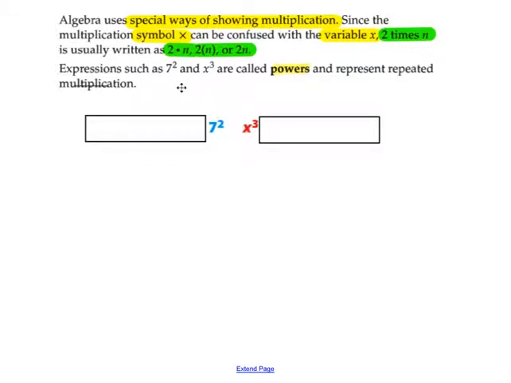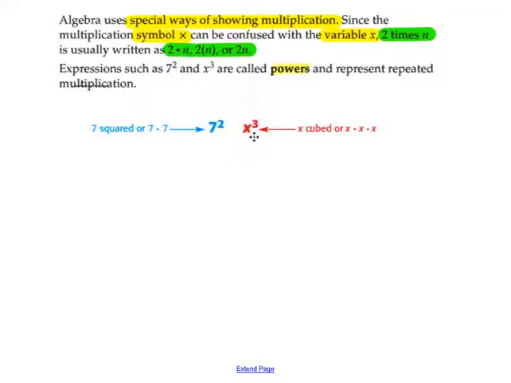We also will be working with expressions like 7 to the second power or x to the third power. These are called powers or exponents, and they represent repeated multiplication. For example, 7 to the second power means 7 squared, or 7 times 7. It does not mean 7 times 2. That's a common mistake that students often make. The power 2 tells you how many times 7 is multiplied by itself. So over here, when we have a variable to a power, that means that variable is multiplied by itself 3 times. So it's x times x times x.